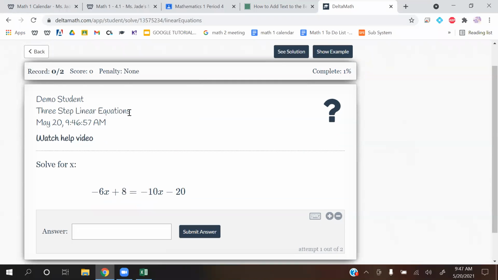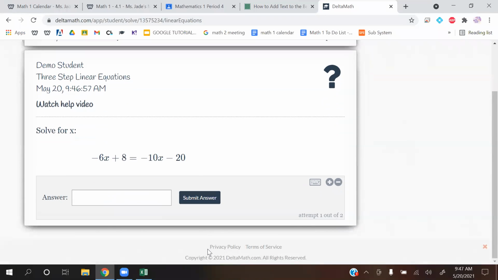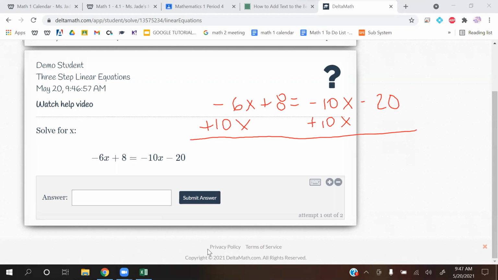This is a 3-step linear equation, so as you can probably guess, there are 3 steps to this. So let me just copy this out right here just to give me more space. Okay, so my first step would be to bring all the x's to the same side. So we have a negative 6x here and a negative 10x here. I'm just going to add 10x so that my x's are together. Sounds kind of weird, but yeah.